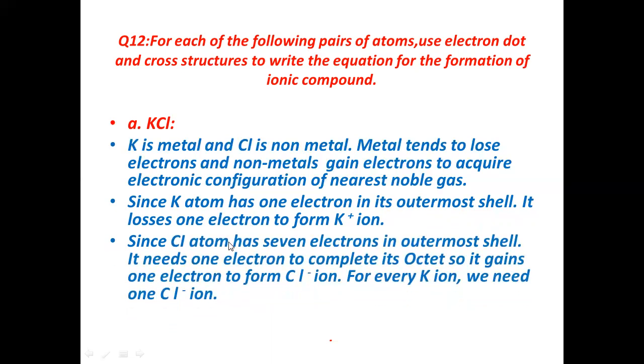Since the chlorine atom is present in group 7 of the periodic table, it has 7 electrons in its outermost shell, and it needs one more electron to have 8 electrons in its outermost shell. So it will gain one electron and will form chloride ion. For every potassium ion, we need one chloride ion, because potassium will lose one electron, and that one electron will be gained by the chlorine atom to form chloride ion.